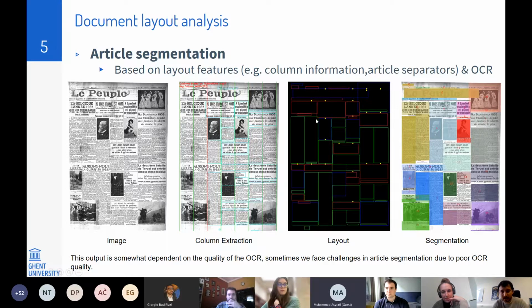Here in the layout, you can see every red block represents a heading, green is text, and below is illustration. You can also see some yellow dots that are the forced stop points, usually detected based on line detection using an OpenCV technique, so that you can forcefully stop the article over here.